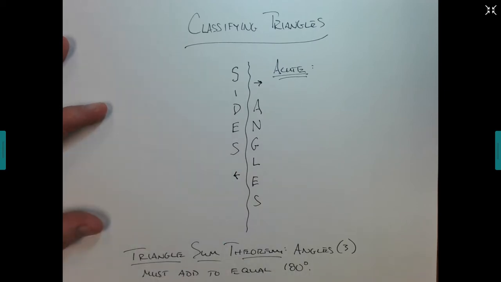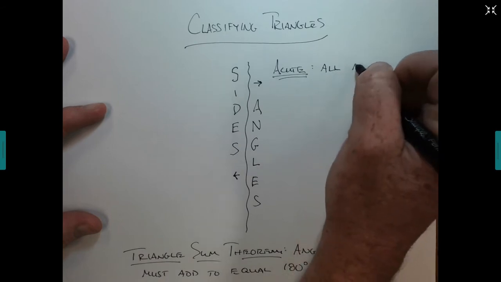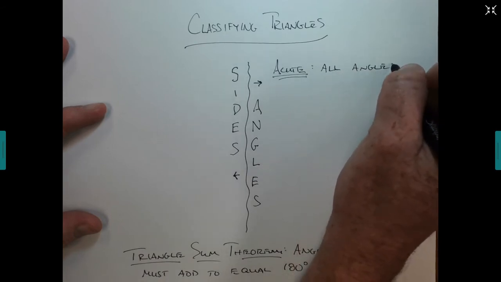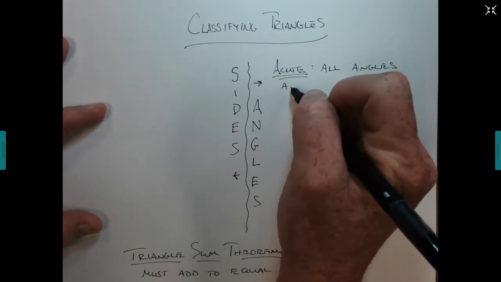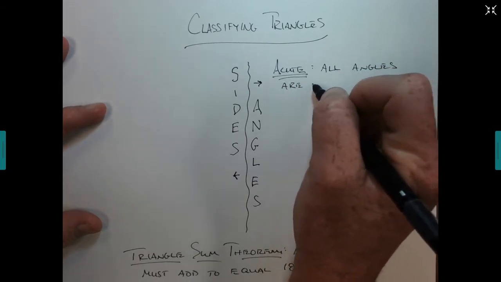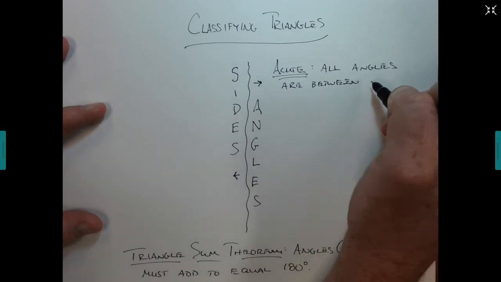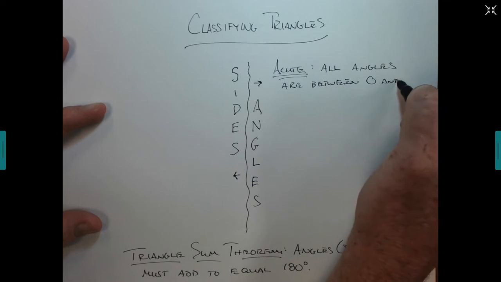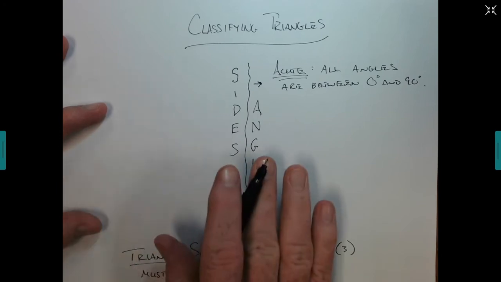An acute triangle is when all angles are between 0 and 90 degrees. Often referred to as acute angles, but all of the angles would have to be between 0 and 90 degrees. Well, let's stick here.